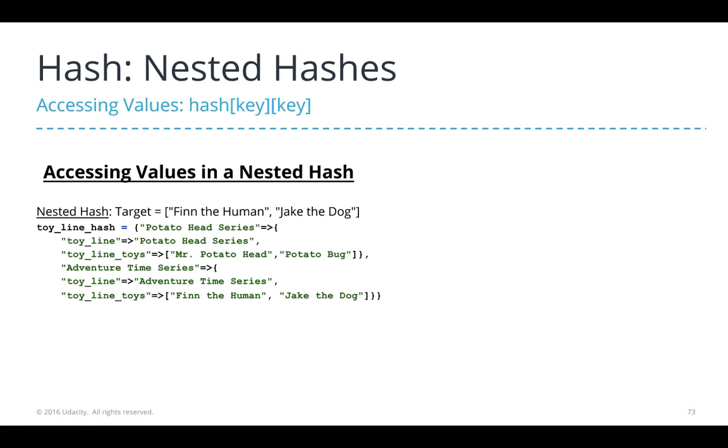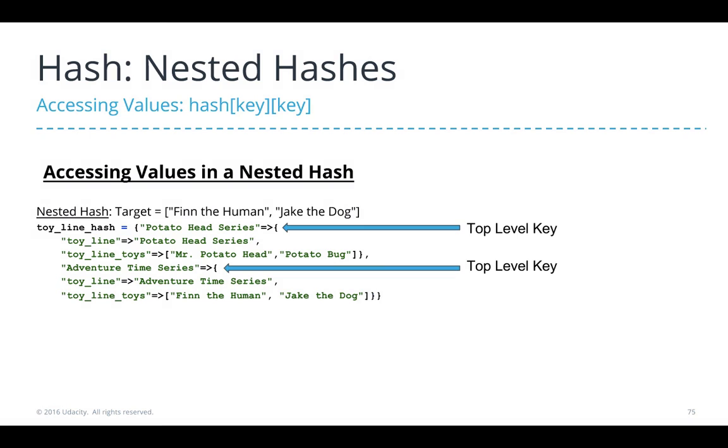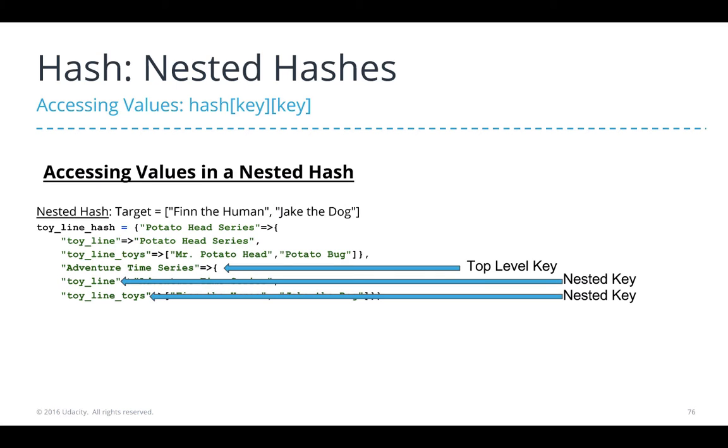So as we saw before, a key can have any number of different data types as its value, including a hash. So here we have a toy line hash and a target. The target is an array. Finn the human and Jake the dog are two elements that are contained within this target element, which is an array. Here we have two top-level keys, Potato Head series and Adventure Time series. Adventure Time series is a key which, as its value, has a hash with two nested key values.